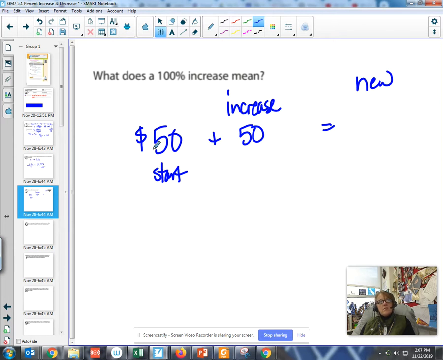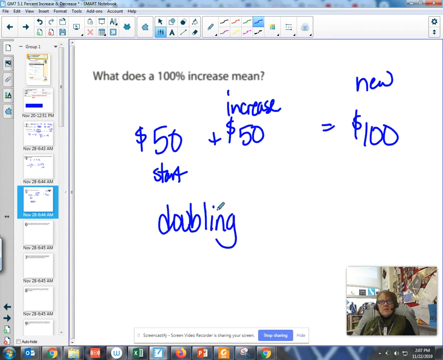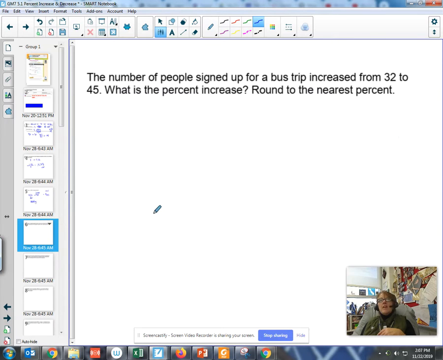So now what's my new total? You'd have to add these two together. I started with this, and I'm increasing by this much money. Now I have $100. In a sense, when you increase by 100%, you're doubling. I like that. They should have a machine like that I could use for money. Might work on that. Look at the next one.